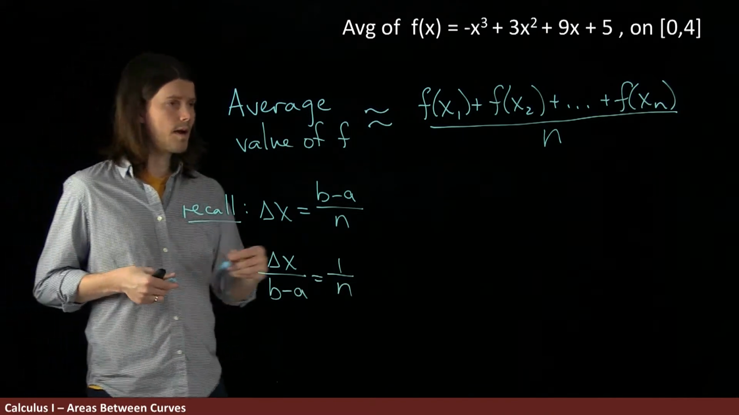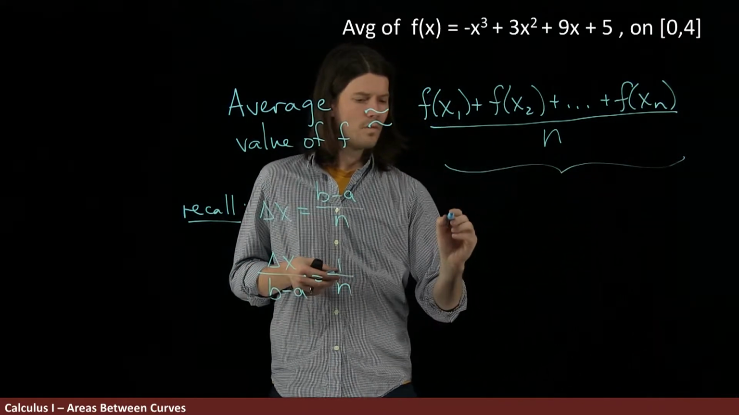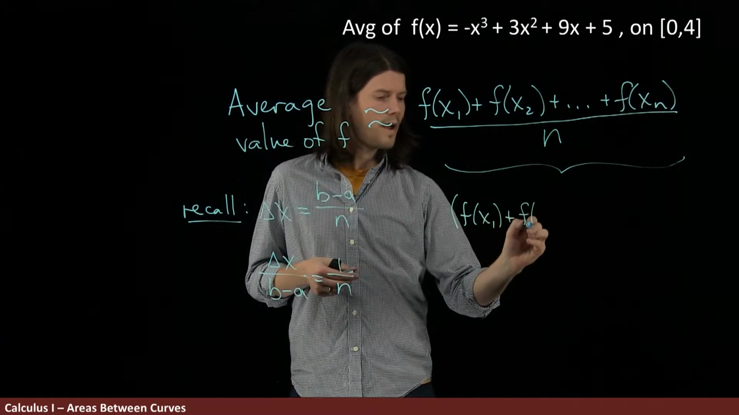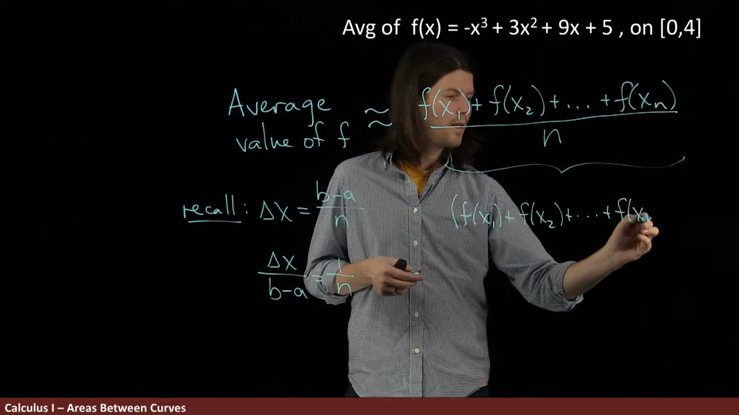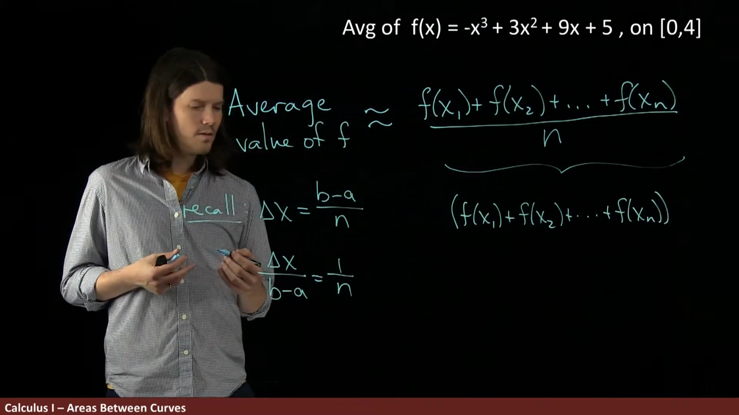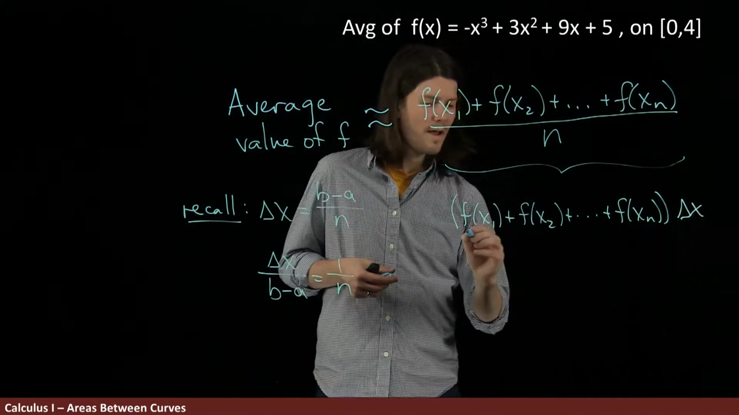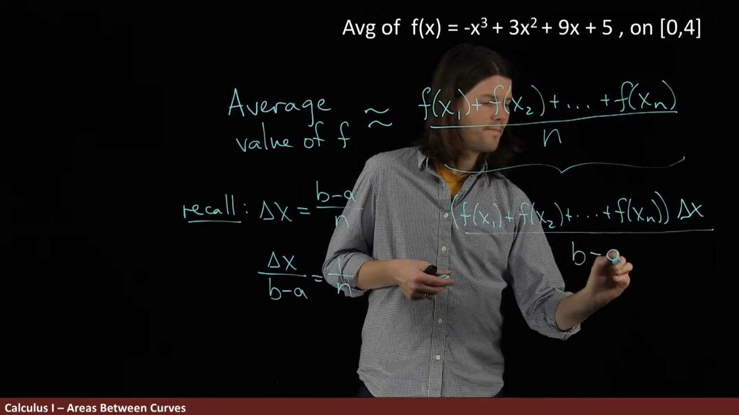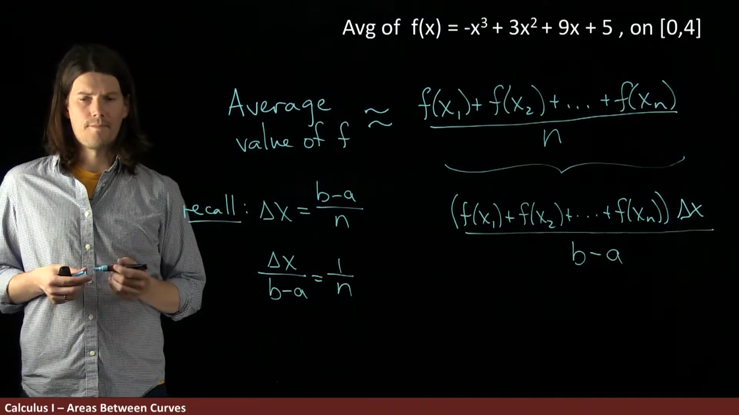And so with that in mind, this expression can be rewritten as f of x1 plus f of x2, adding all these up, and now instead of dividing by n, we would multiply by delta x, all that over b minus a. Our 1 over n is the same as delta x over b minus a.